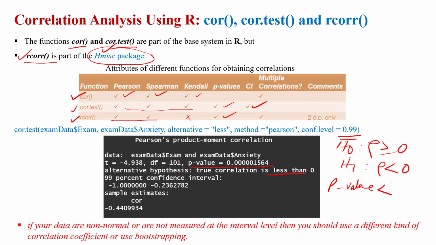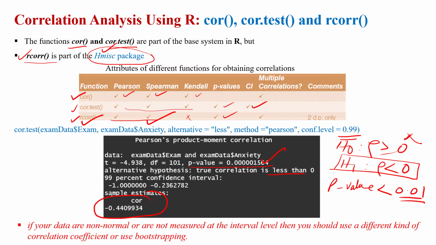We have used 99%. The alpha value is 0.01. Because this p-value is less than this one, we will say reject H naught. So if we are rejecting H naught, that means there is a negative relationship between these two variables. Which two variables? That is exam performance as well as the anxiety level, right? And the value of the correlation coefficient is this.